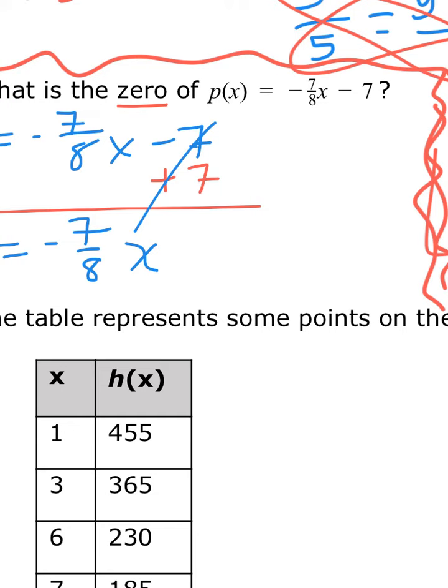All right. How do I get rid of that fraction? Do the opposite. So I'm going to multiply by negative 8 over 7, right? Multiply by negative 8 over 7. So those cancel. So x equals, what's negative 8/7 times 7? Negative 8.